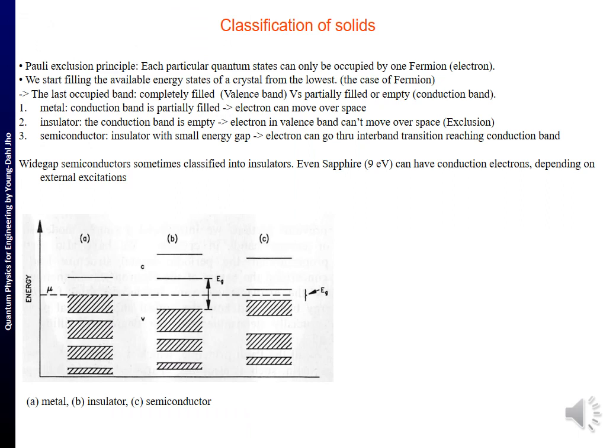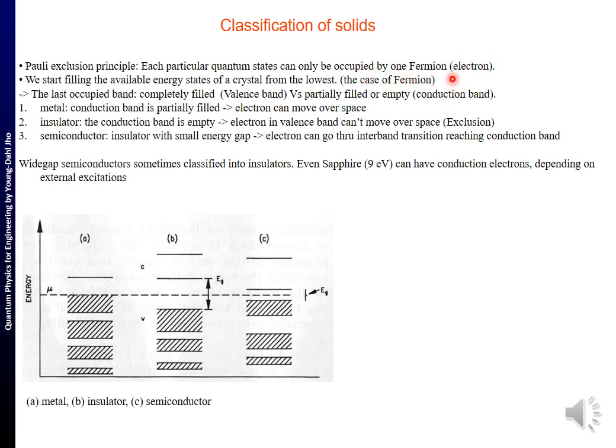Previously, we discussed the concept of energy band gap based on the Kronig-Penney model. Then we classified solids such as metal, insulator, and semiconductor. Here we apply the Pauli exclusion principle, which says each particular quantum state can only be occupied by one fermion.